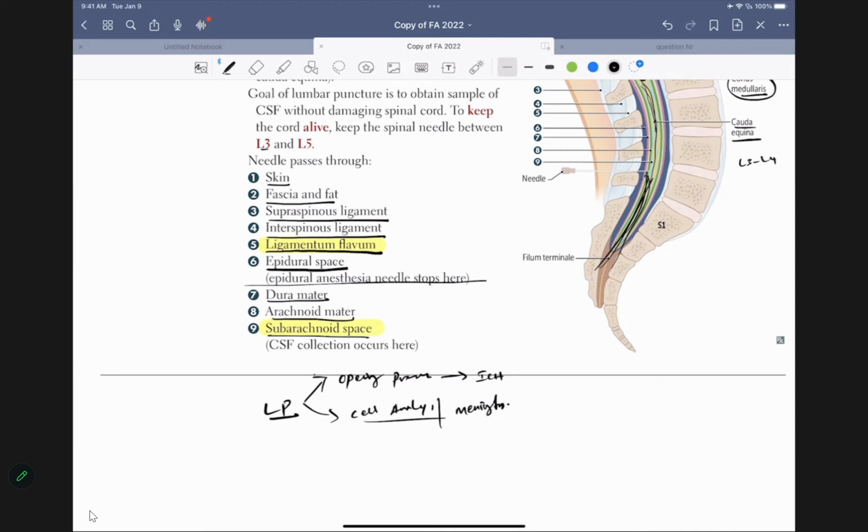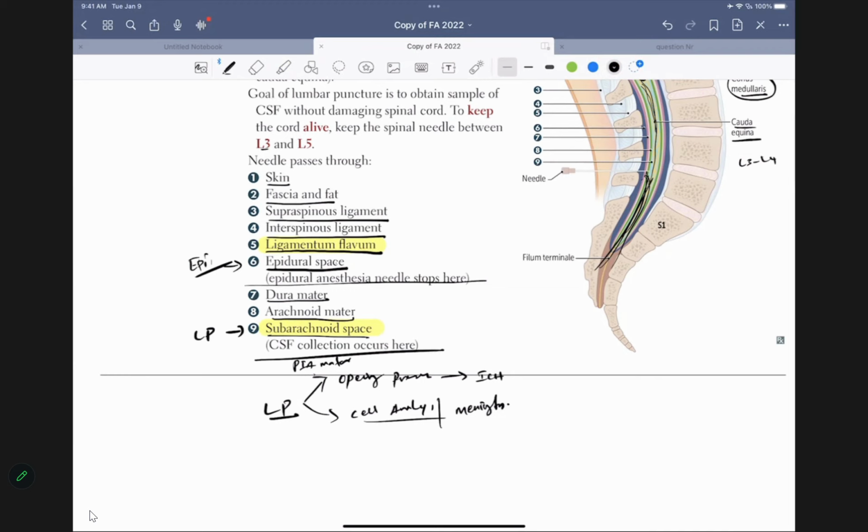Okay, the needle has to stop here. What is after this? Pia mater. I'm just writing here. Your needle should not touch the pia mater. If it touches the pia mater, it's equal to touching the spinal cord or brain. Is that clear, folks? All right. Now this is where lumbar puncture stops, and this is where epidural stops. Is everybody clear, folks? So if I show you both needles, can you tell which needle is for which one?